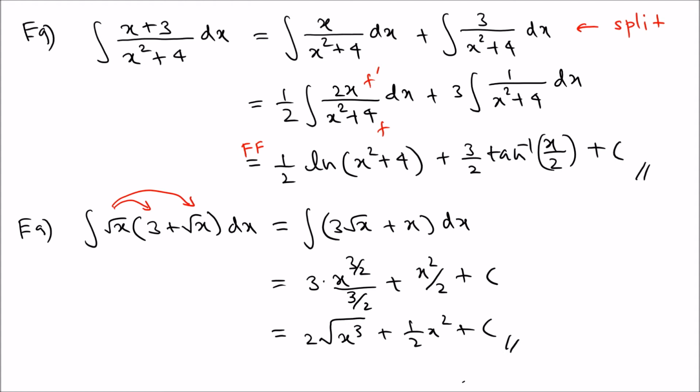Let's do another one with division. So how about this problem? Let's say we have the integral of x plus 1 divided by square root x dx. Again, there is no quotient rule in integral calculus. What we can do is divide. We're going to go term by term. So this is x over square root x.